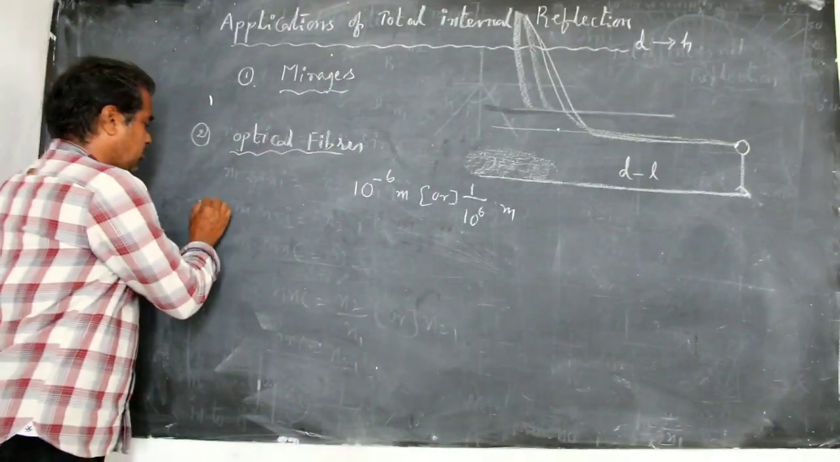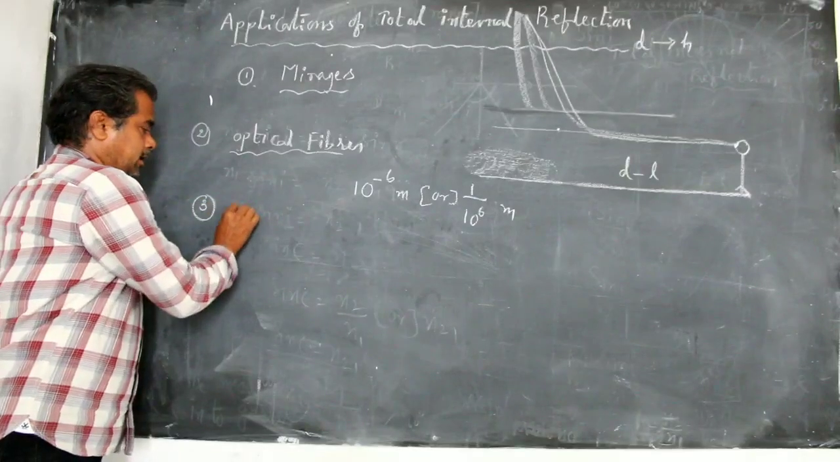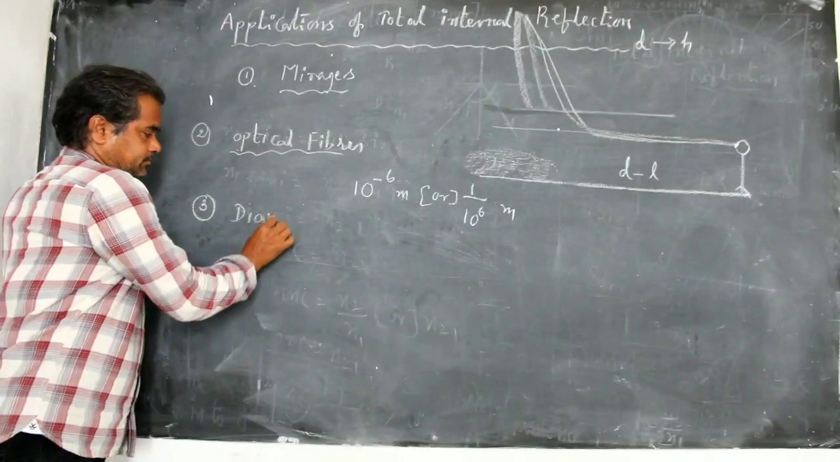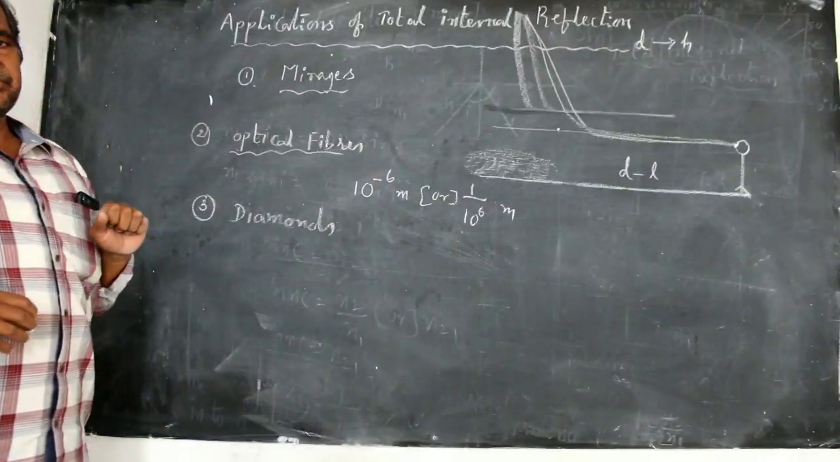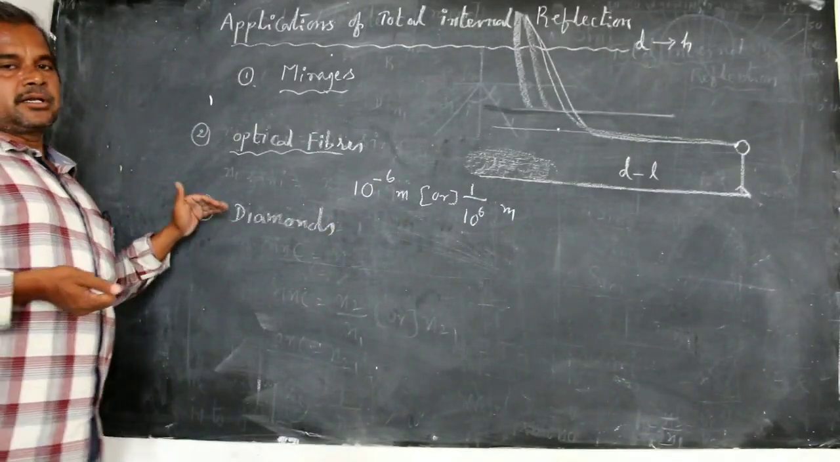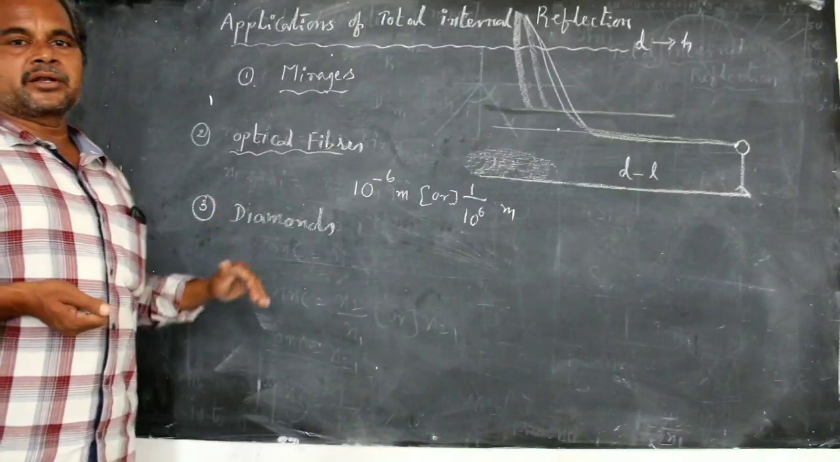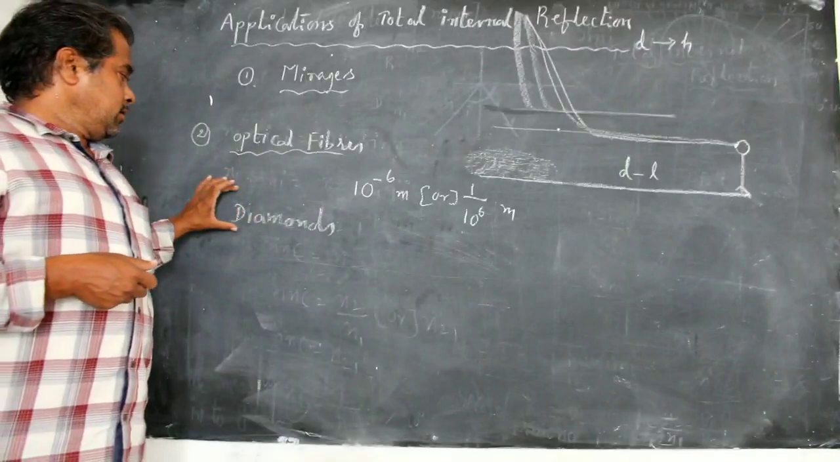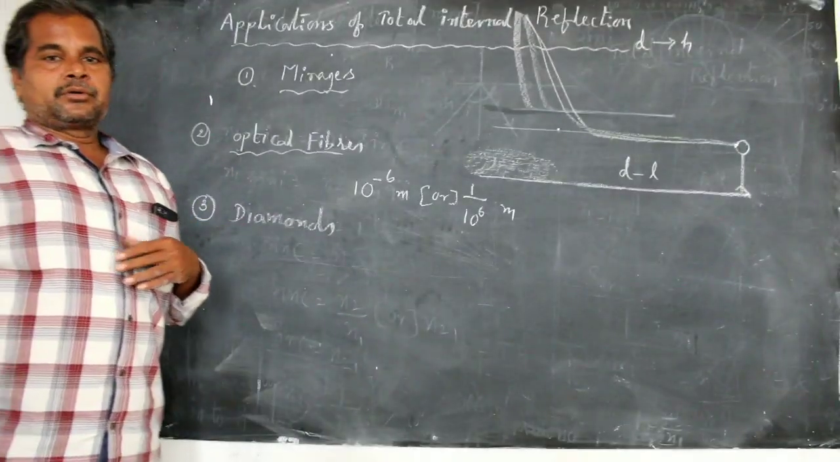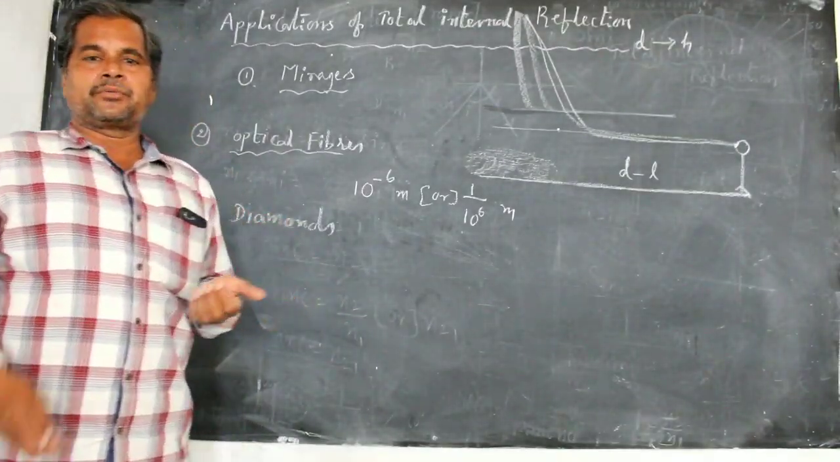Next, third one, diamonds. It is one form of carbon. It glitters and it shines more than any other substance on this earth. Why does the diamond glitter more? Why does the diamond shine more?